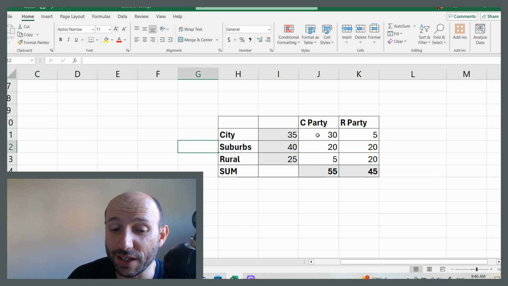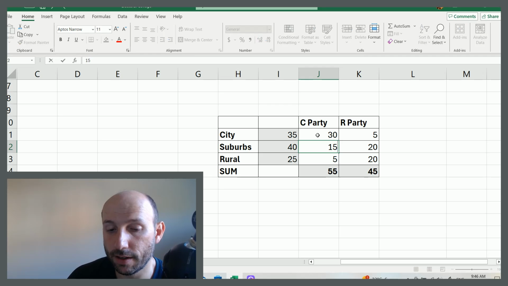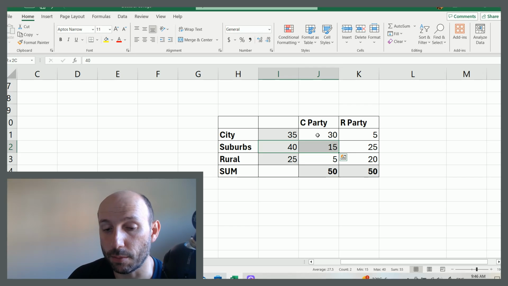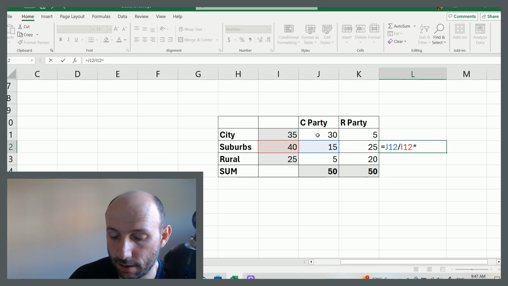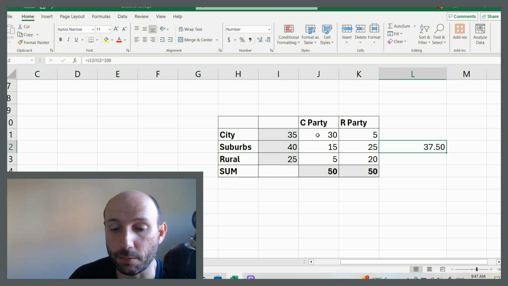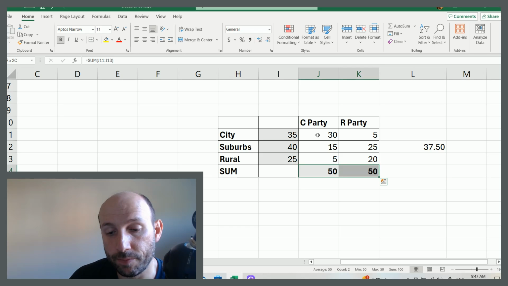Now in fact, you don't even need the suburbs to be 50-50. Okay, let's say that only 15 out of the 40% that live in the suburbs, 15 out of 40 vote for the city party. Okay, now that is 37.5%, okay? And that makes the popular vote go 50-50, all right?